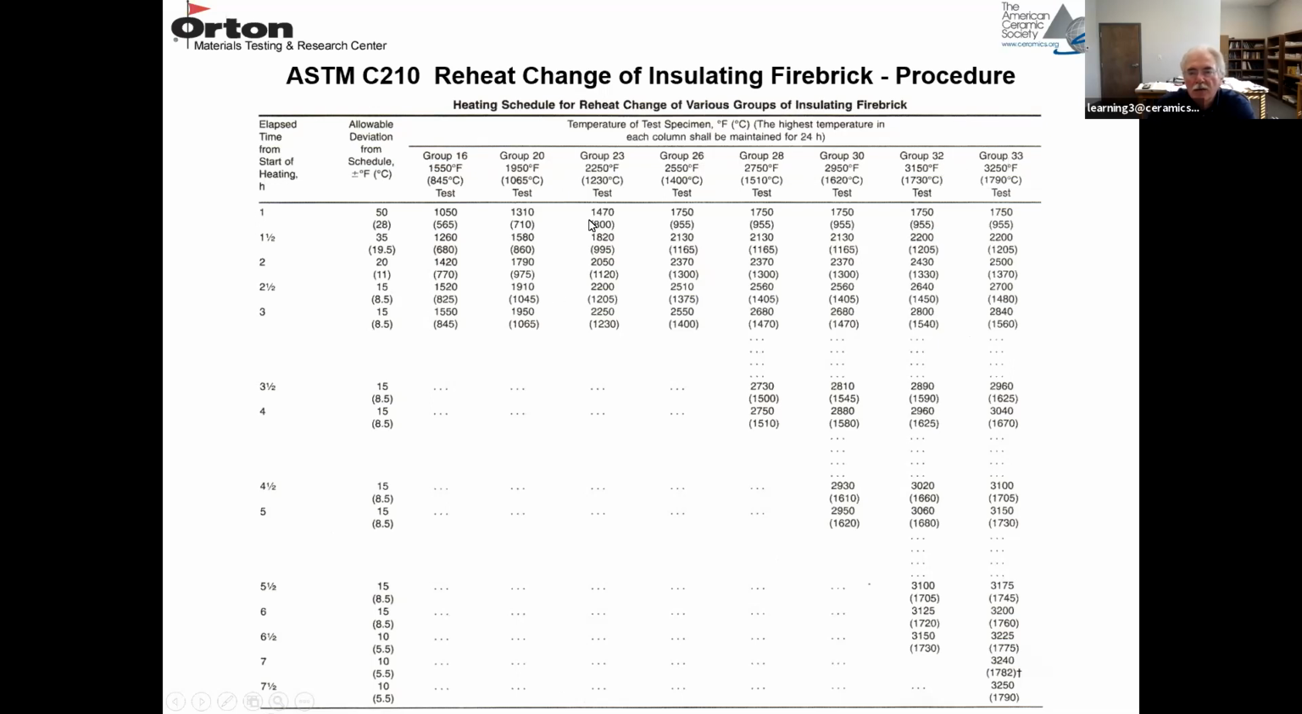The higher the number, the higher the use temperature. And all the tests are done 50 degrees F lower than these groups. So group 16 is really a 1600 degrees F firebrick, and you reheat it at 1550 F. Group 33 has a much higher use temperature. It's supposedly a 3300 F material, reheated at 3250. So these are the heating rates. Obviously, the higher the group number, the higher the temperature, and the hold times are all 24 hours.